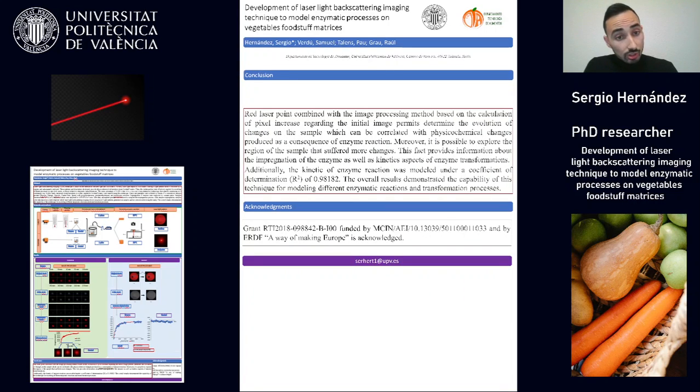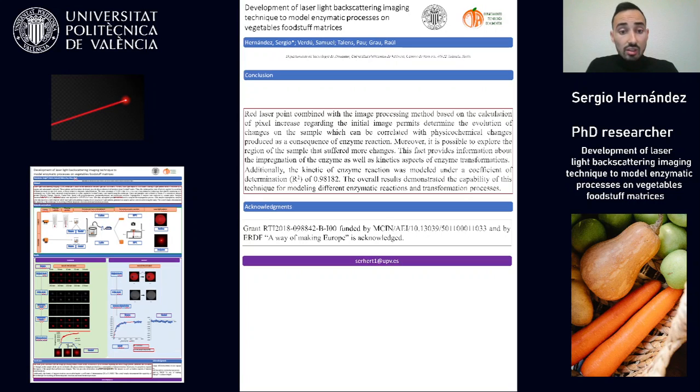As a conclusion, the red laser point combined with the image processing method based on the calculation of pixel increase regarding the initial image permits determining the evolution of changes on the sample, which can be correlated with the physicochemical changes produced as a consequence of the enzyme reaction. Moreover, it is possible to explore the region of the sample that suffers more changes. This provides information about the impregnation of the enzyme as well as kinetic aspects of the enzyme transformations.